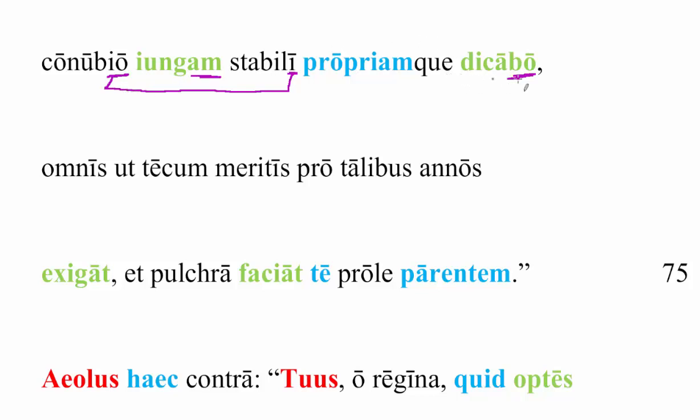And I shall declare her, we see the feminine, so we know that this is referring back to Deopeia. I shall declare her rightly yours. The idea of proper or proprius is that it is your own thing. So I shall declare her to be yours, proprium.